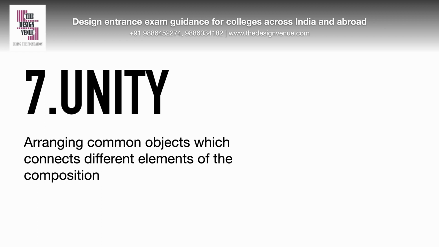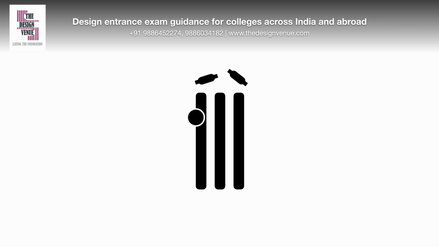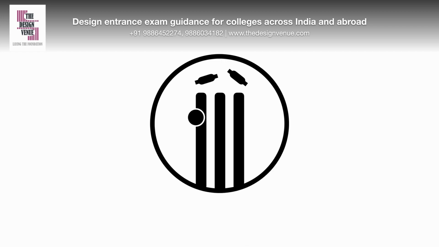The last principle we will see today is unity, which basically refers to arranging common objects in such a manner that it connects the whole composition. We will understand this concept through an example. Have a look at this composition. It follows asymmetric balance and has good variety and proportions. However, it looks a little loose. As soon as we add this circle, the whole composition feels united. The circle here is the common uniting element.